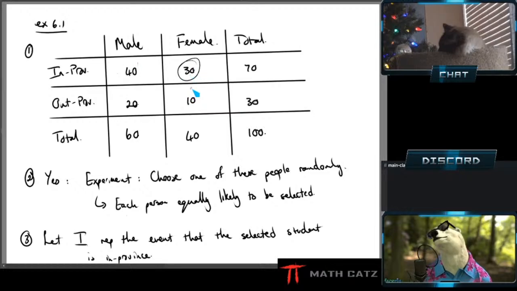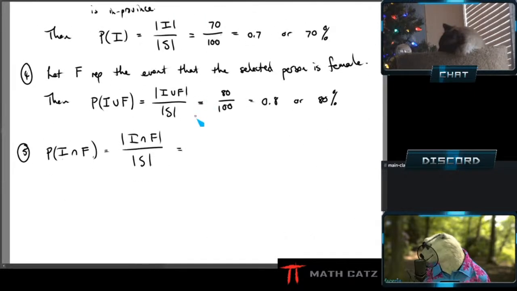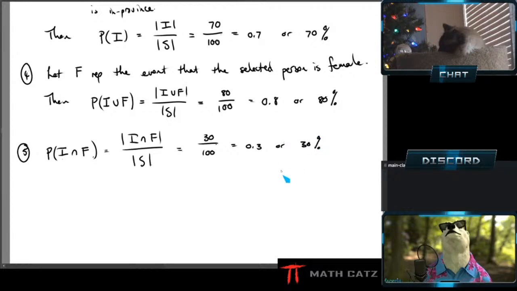It's only this 30. Has to be in province and has to be female. The row and the column overlap in the 30. So I could then say I can get that with 30 people out of 100, 0.3, 30%, interpreted in either way or both.